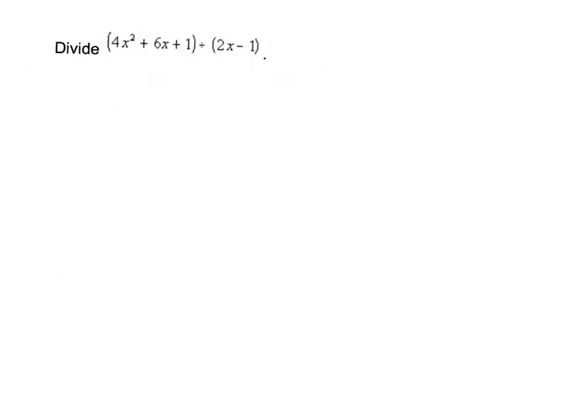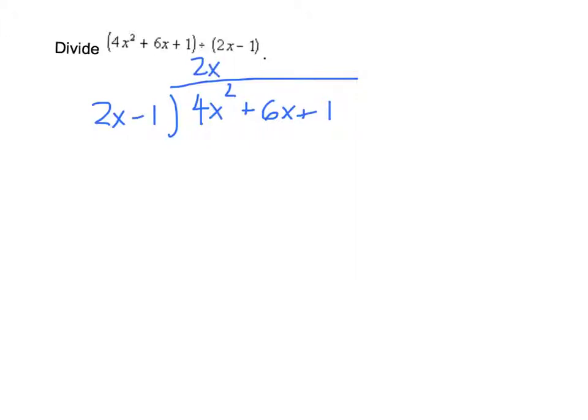Alright, here's the next one. This one doesn't divide so happily and evenly. So let's go ahead and actually jump in and do the division. Put your dividend inside the division, and your divisor over here outside. So 2x, how many times does that go into 4x squared? It goes in 2x times. In other words, 4x squared divided by 2x, which comes out to be 2x.